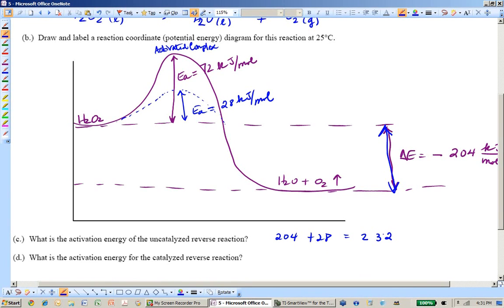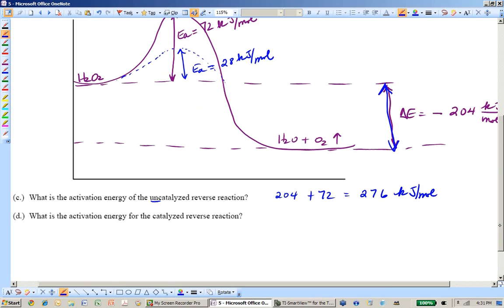Oh, it says uncatalyzed. Oops, it's not 28. Sorry, that's 72. Okay, so that's going to be 6 and 7 and 2. 276 kilojoules per mole. The un part got me. And then what is the activation for the catalyzed reverse reaction? Now I've got my 204 again. This time only 28. And so that comes out to be my 232 kilojoules per mole.